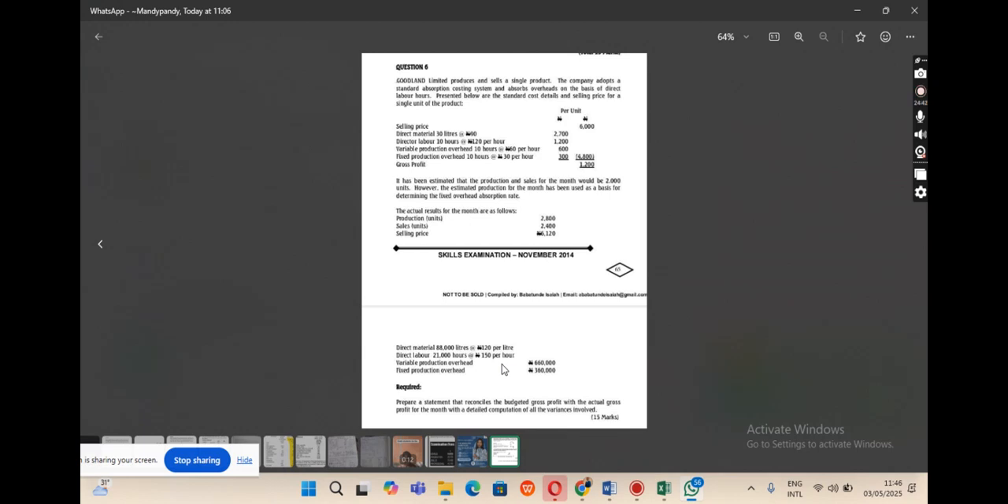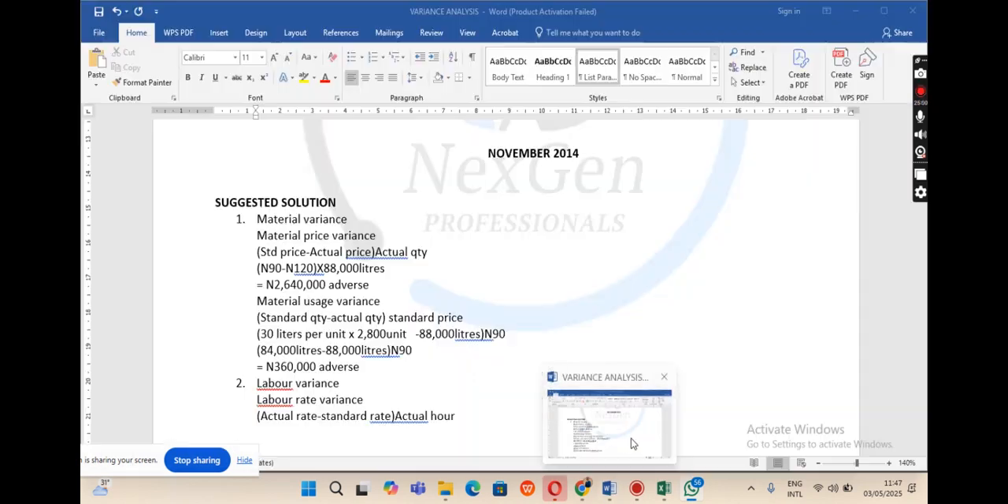Don't forget, I've equally mentioned that this 150 naira per hour may not be given to you in the question. For you to determine your rate, the cost of 21,000 hours will be given to you. Just say the total cost divided by 21,000 hours will give you the rate. So 150 naira per hour. Please always call it per hour. It's very important.